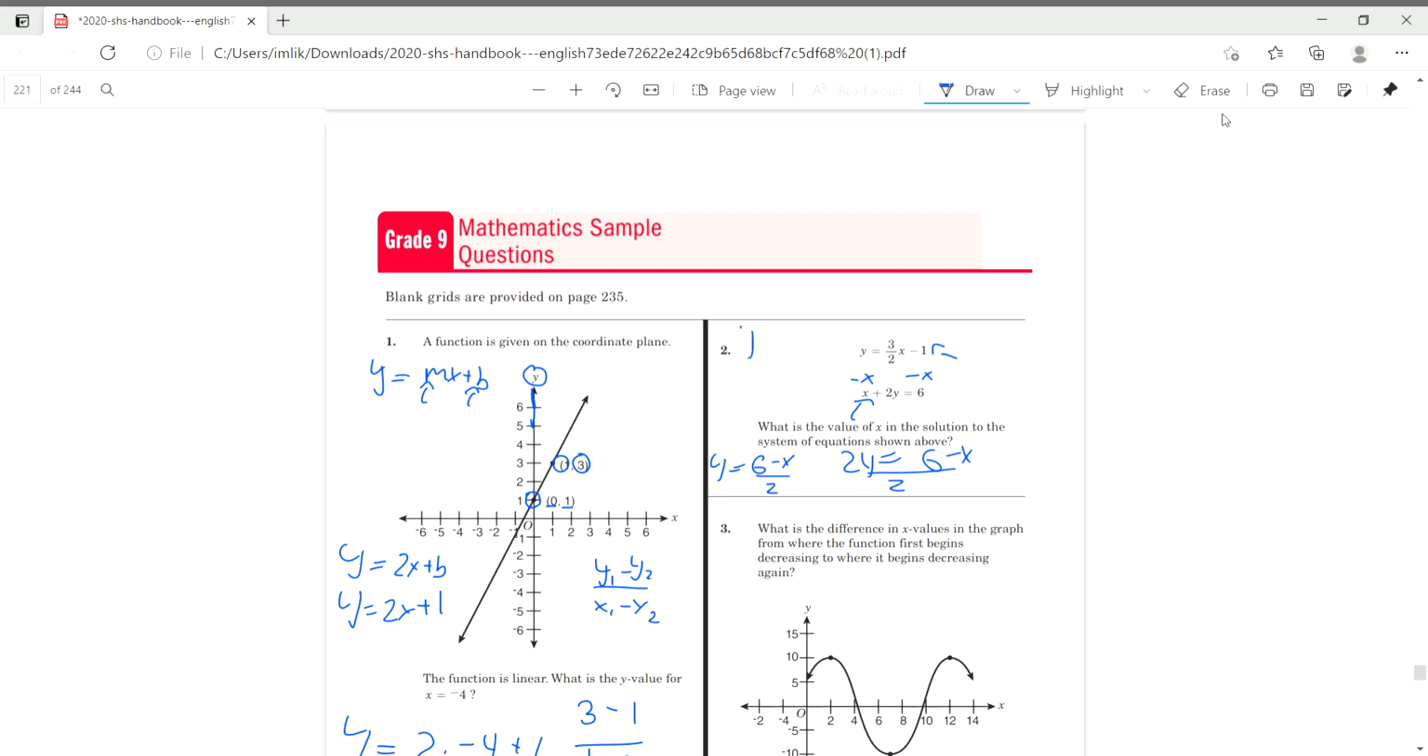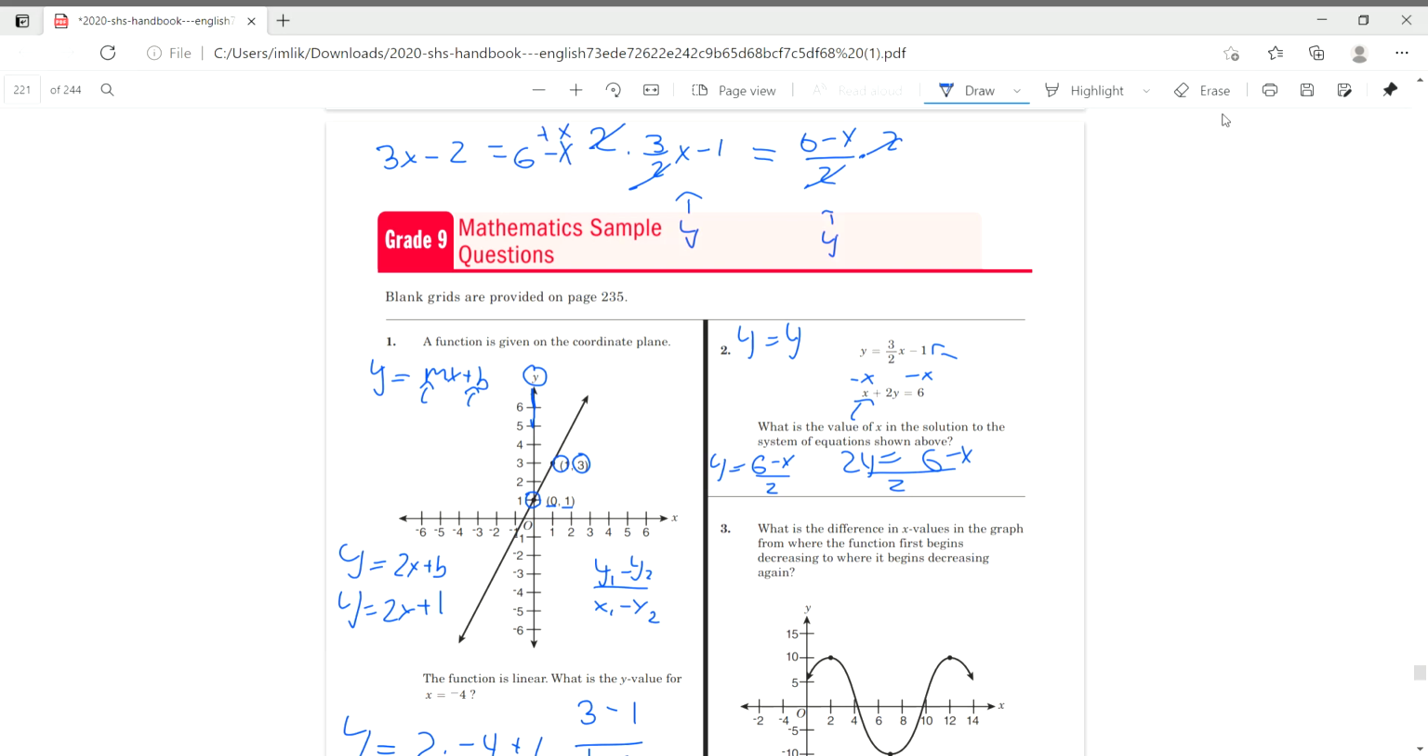So since y is equal to y, we can just write that 3 over 2x minus 1 is equal to 6 minus x over 2. Because this entire formula is equal to y, and this entire formula is equal to y. Y is equal to y, so technically we can write their expressions equal to each other and solve for x. So in order to solve for x, we'll multiply both sides by 2. This denominator and this denominator cancel. We are left with 3x minus 2 is equal to 6 minus x.